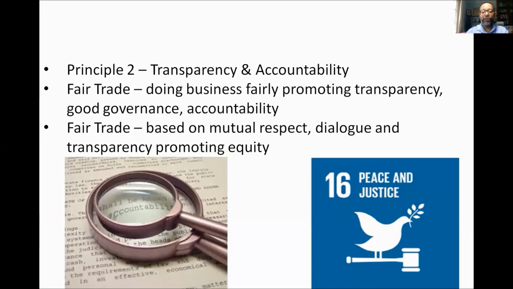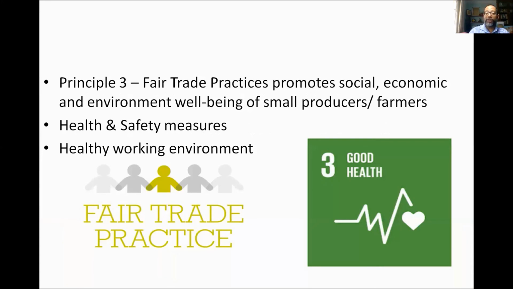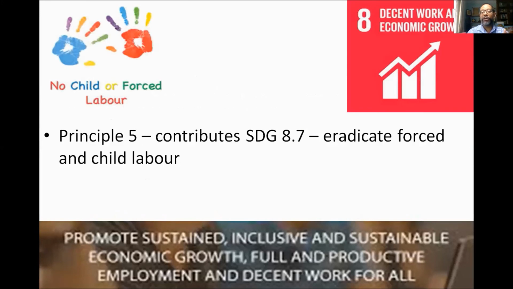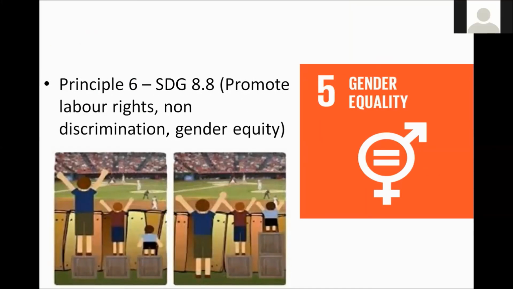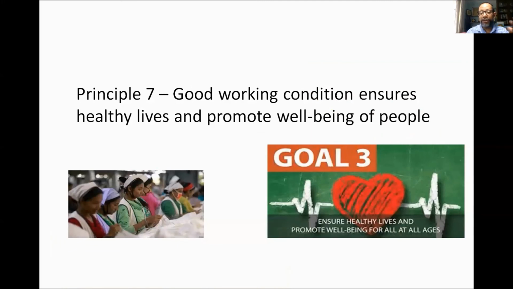And principle number 2 is related with peace and justice, as we are transparent in the entire supply chain, which improves the trading relationship between the actors in that entire supply chain, from the consumer to the producers. Principle number 3 relates to goal number 3, good health. Likewise, principle 5 contributes to SDG 8 and 8.7, eradicating forced labor and child labor, which is related with decent work and economic growth. Principle number 6 again relates to gender equity. Principle 7 is related with the health of the people.